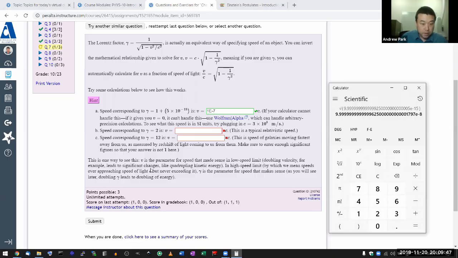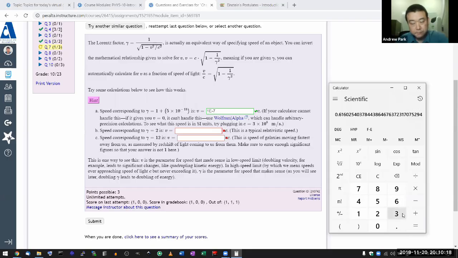Okay, let's do parts B and C too. Let me do this a little bit more quickly. I need to leave soon. So I started with 1 over gamma squared. It's 1 divided by gamma 2 squared. That's 1 over gamma squared. Store in the memory. 1 minus that number in the memory. Square root it.